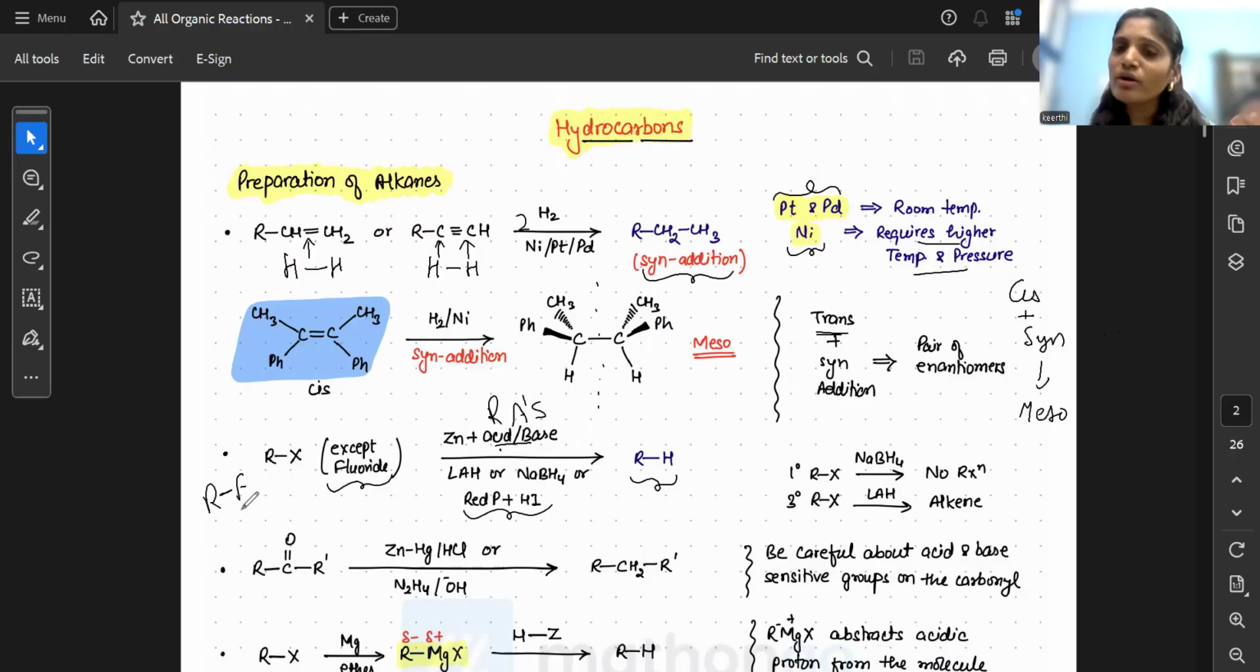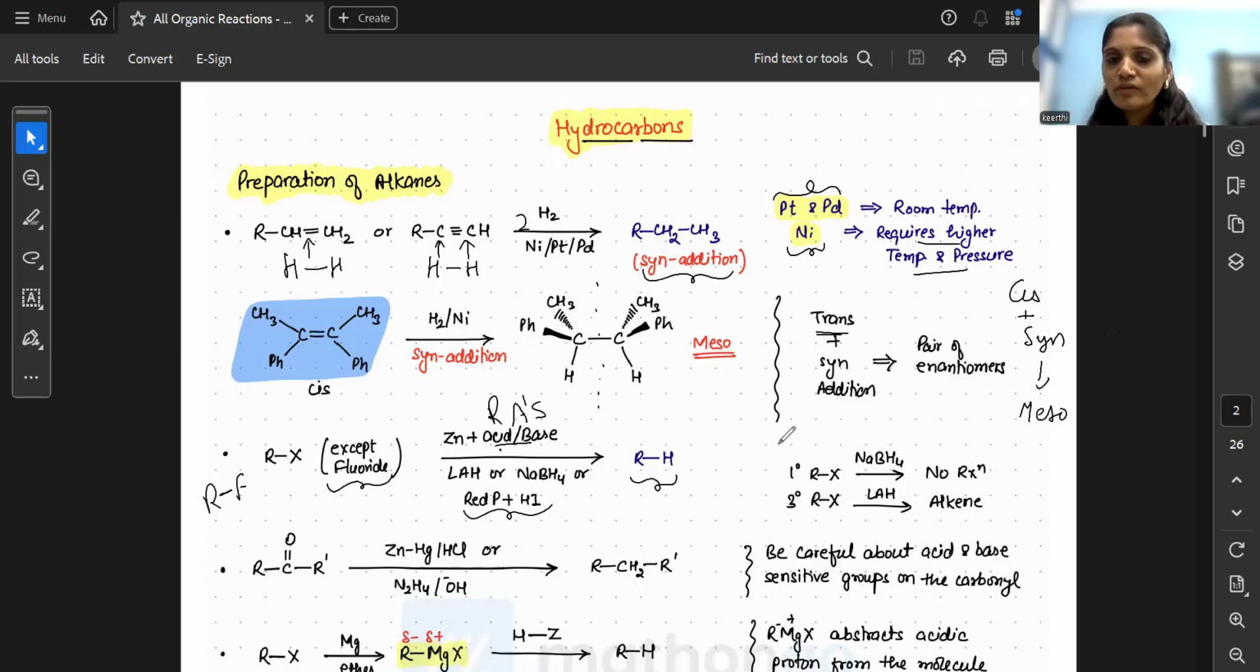Okay, the C-F bond is very strong, meaning the carbon-fluorine bond is very strong here. So it is very difficult for the reducing agent to break this bond and reduce the alkyl fluoride. That is the reason, except fluoride, all of them can be reduced using all these reducing agents: zinc plus acid or base, lithium aluminum hydride, sodium borohydride, or red phosphorus plus HI. Using all these reagents, we can convert alkyl halides into respective alkanes.